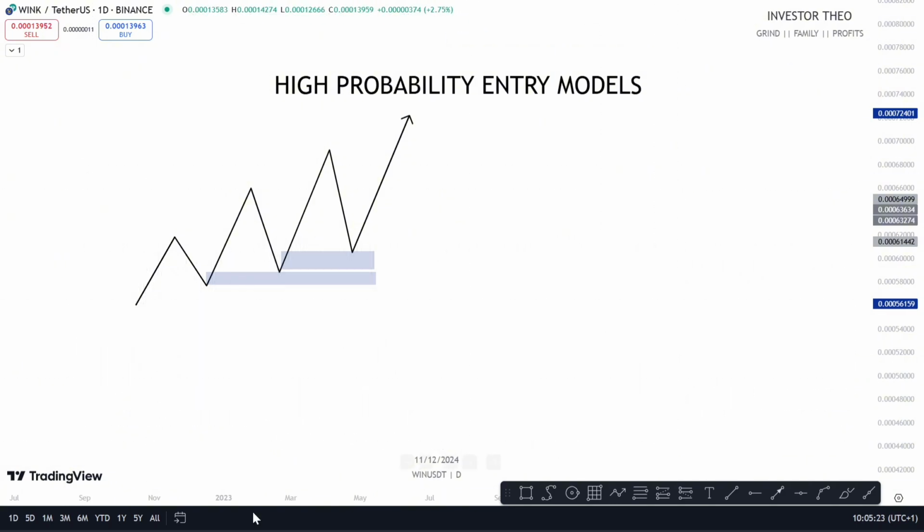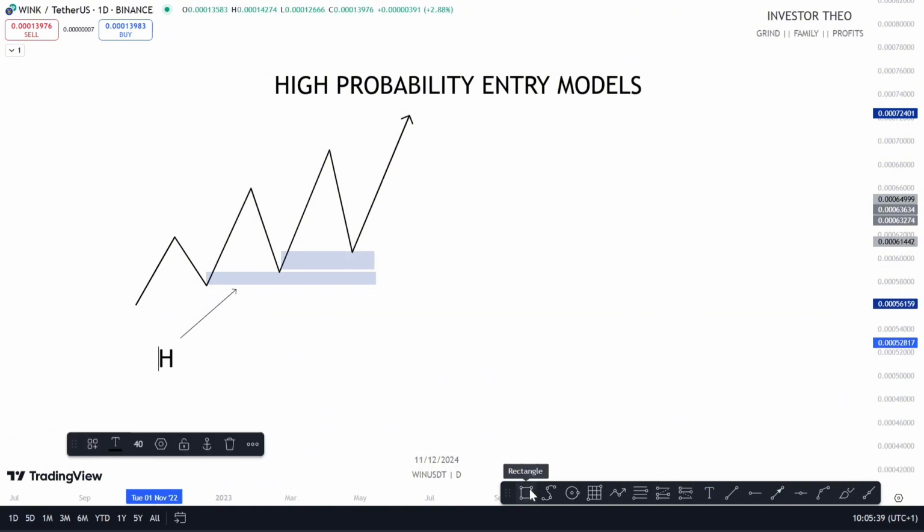Basically, this is the entry model we are dealing with for an uptrend, and I'm going to show you the same entry model for a downtrend. Before that, let me explain how this entry model plays out. So this is going to be on your higher time frame because this is your higher time frame order block. Just stay with me. I'm going to explain it.